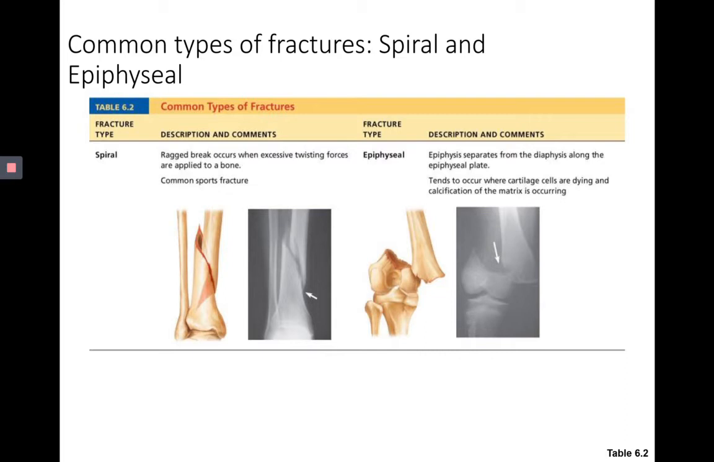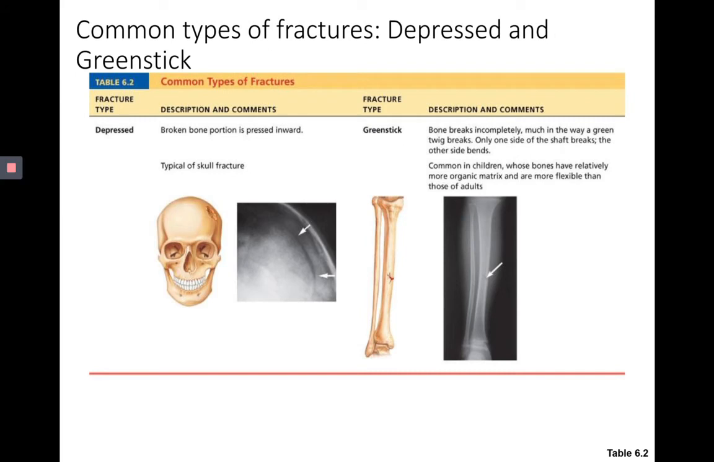This occurs in the elderly. It could occur because of dying cartilage cells due to osteoporosis. There's also depression fractures, which isn't a crush, but it's definitely a pressure inward, really typical or found in skull fractures. Green stick fractures are common in children because their bones have more osteoid than hydroxyapatite salts.